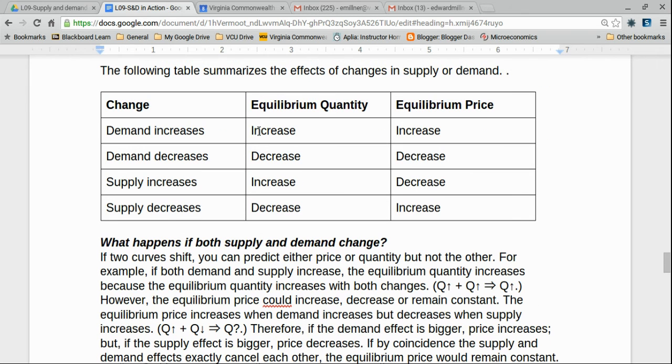The following table summarizes the effects of changes in supply and demand. If demand increases, the equilibrium quantity increases and price also increases. If demand decreases, the equilibrium quantity and price both decrease. If supply increases, the equilibrium quantity will increase and the equilibrium price will decrease. If supply decreases, equilibrium quantity decreases and the equilibrium price increases.